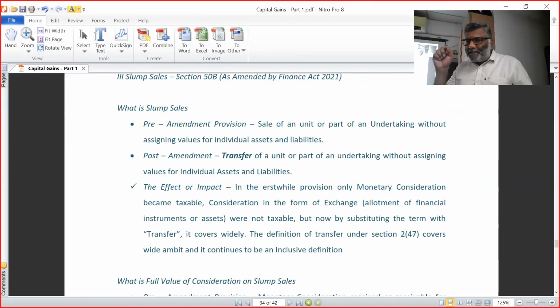What is slump sale? It all happened that a very famous company transferred their glass manufacturing division for 100 crores. What is the value of the land or factory building you transfer? That we don't know, sir. He said 100 crores for the division. Sale of part of a unit of an undertaking without assigning values for individual assets and liabilities. I don't know the value of factory building, plant and machinery, debtors, stock, goodwill, nothing. I said, my division I am transferring to you for 100 crores.